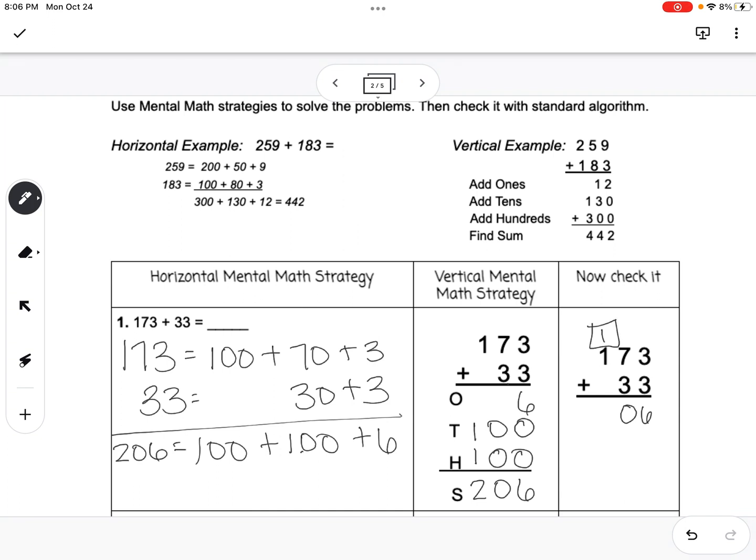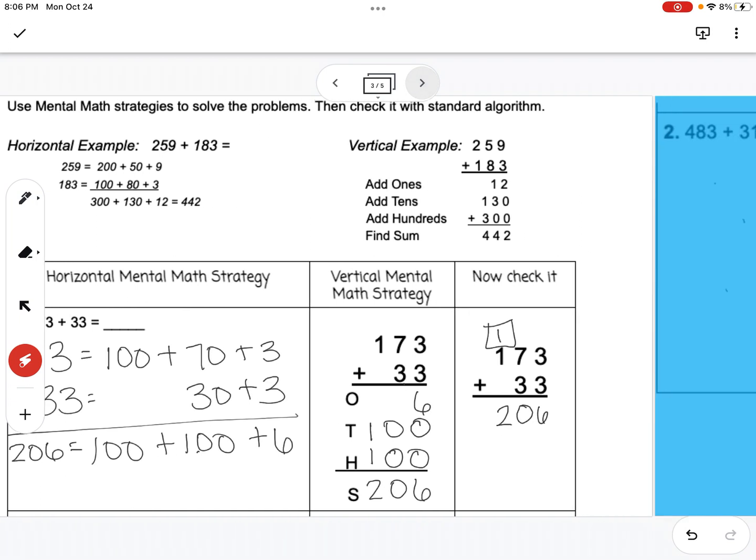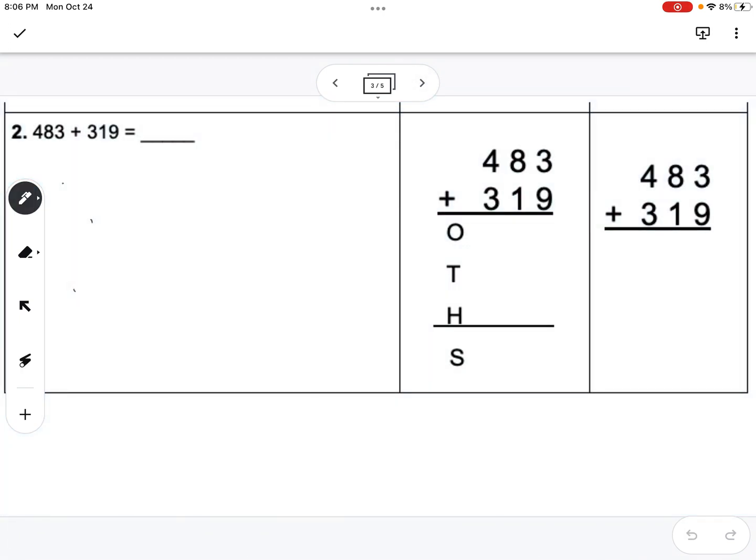Do not forget about the 1 that you carry. And then 1 plus 1 equals 2. So here you can see I solved it 3 different ways, but it didn't matter because I got the same sum every way that I did it. And that is the point, is to provide you with strategies of how you could solve it to get the right answer. So let's do another one.